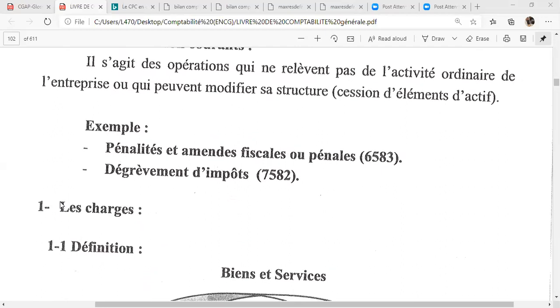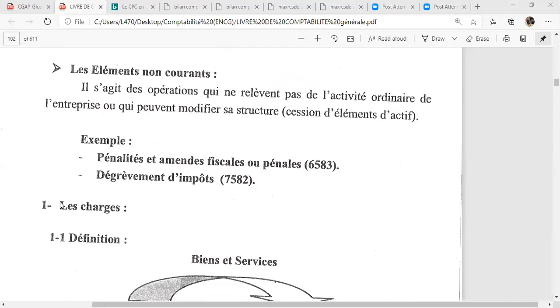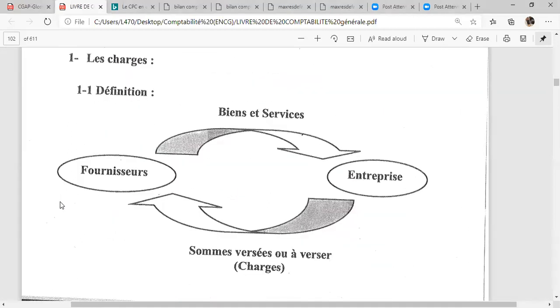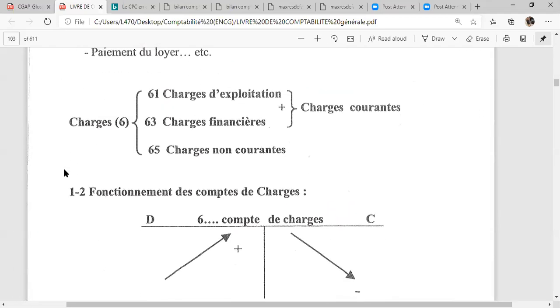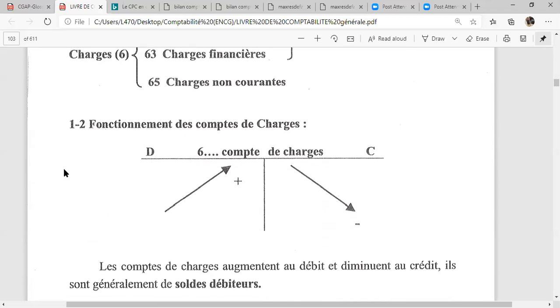So that's it for the definitions. I don't know if there's any clarification needed to be made. Boss. Julie, can you explain on les éléments financiers one more time, please?